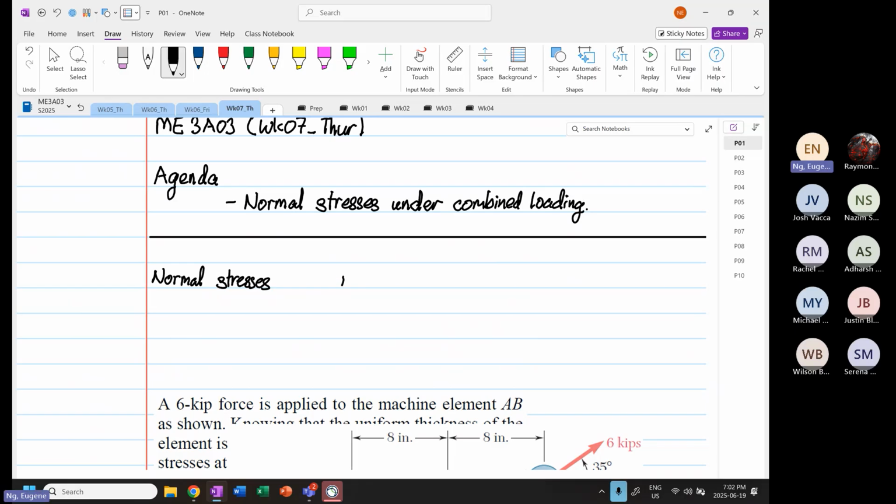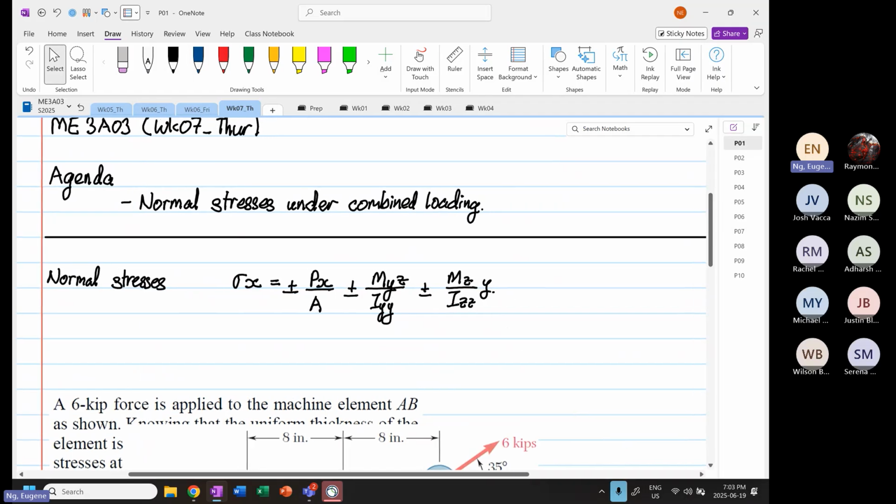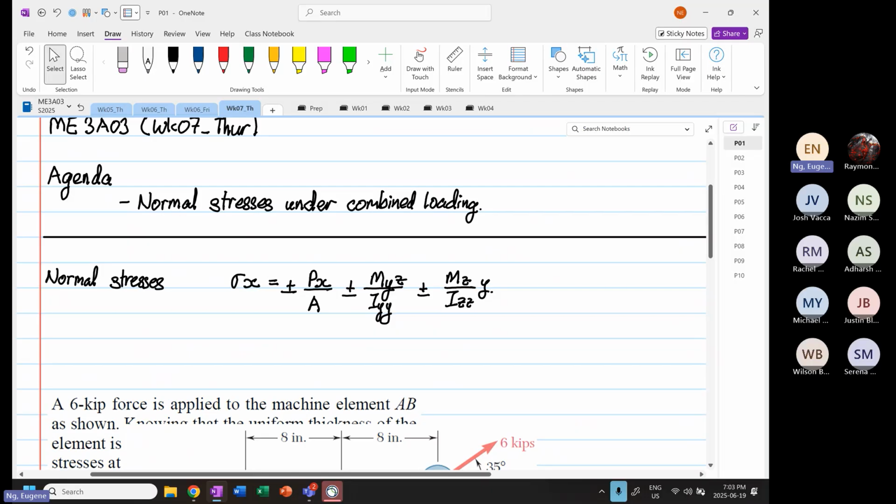I'm going to call this the stress in the x direction. This is equal to Px over A, or before I go Px over A, it can be plus or minus Px over A. It can also be plus or minus My over Iyy multiplied by z, plus or minus Mz over Izz multiplied by y.